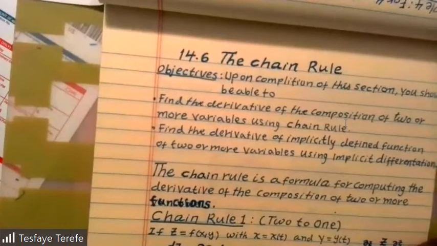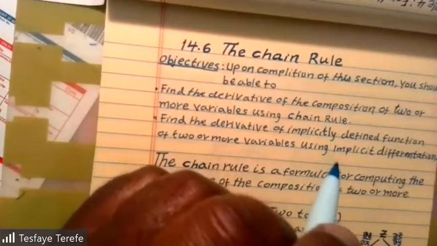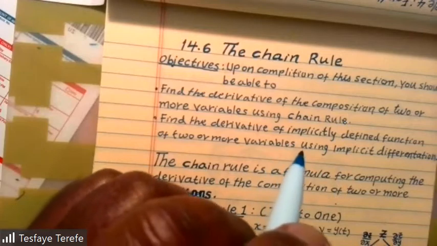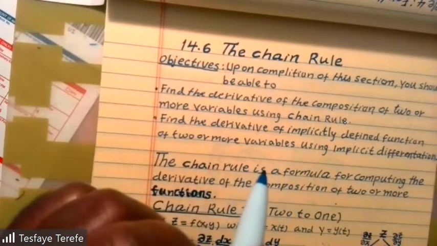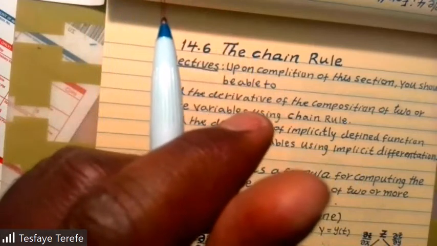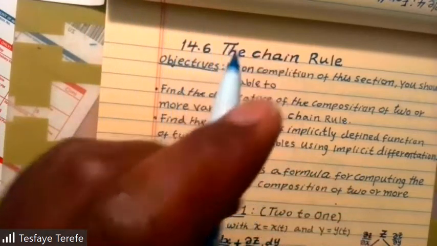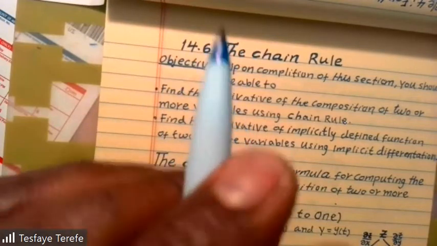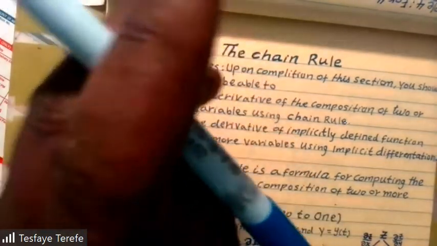So what is actually the accomplishment we need to have here? Upon completion of this section, you should be able to find the derivative of the composition of two or more variables using chain rule, and then find the derivative of implicitly defined function of two or more variables using implicit differentiation. Okay, what is chain rule?